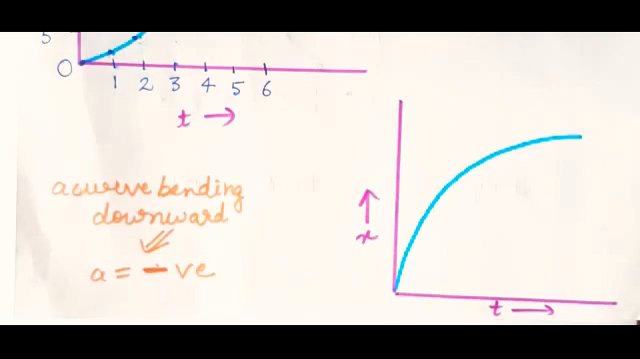So are you clear about the three cases in the distance time graph? First, when the body was at rest. Second, when the body was moving in uniform motion. Third, the body was moving with uniform acceleration. So these are the three graphs for the distance time graph. We will discuss the velocity time graph tomorrow.